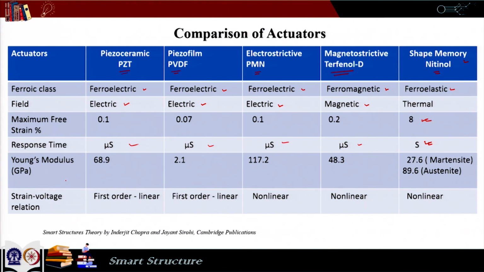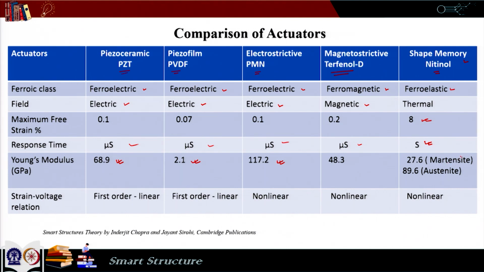If we look at the Young's modulus, then piezoceramics show a Young's modulus of 68.9 gigapascal and PVDF shows 2.1 gigapascal. So, there is a very big difference. That is why there are different applications. For some kinds of structures PZT is good, for some kinds of structures PVDF is good, and we will look into some examples. Electrostrictive materials have an even higher Young's modulus, more than 100 gigapascal, magnetostrictive materials around 50, and shape memory alloy.